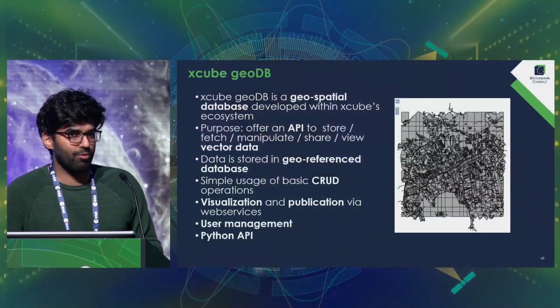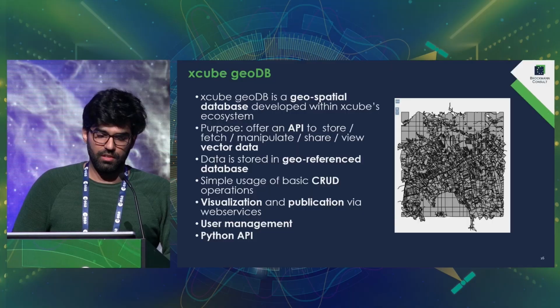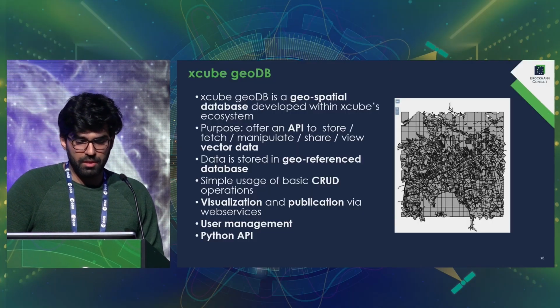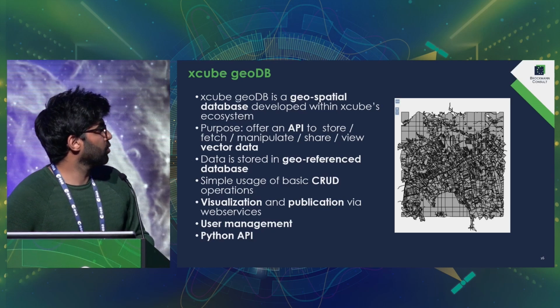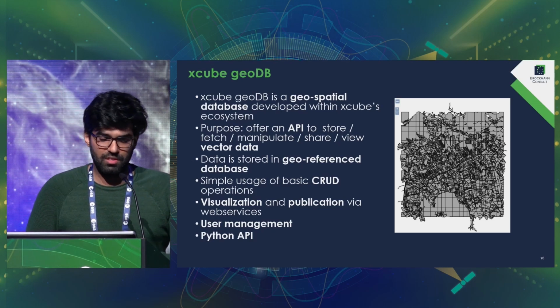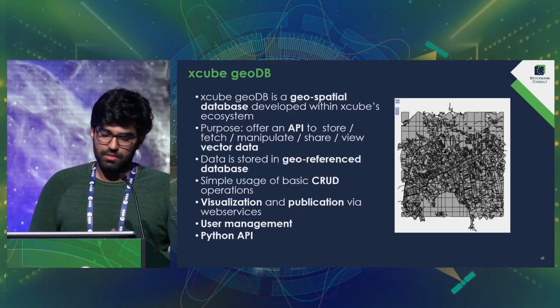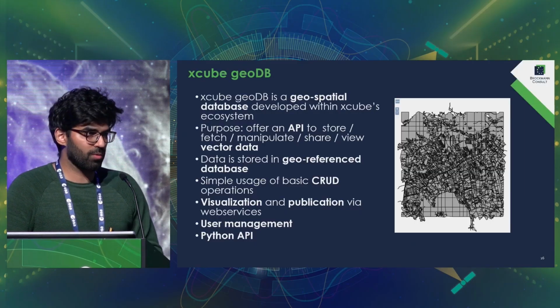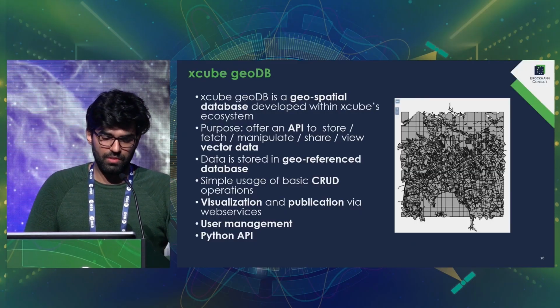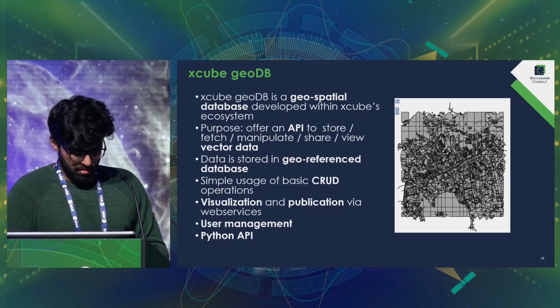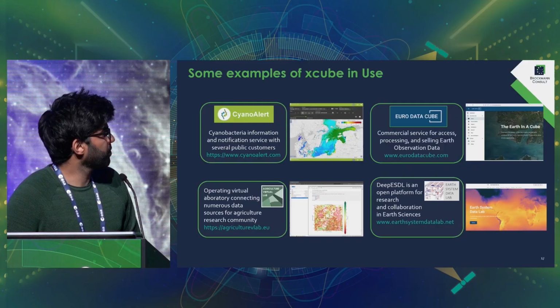Xcube also has GeoDB, which is a geospatial database specifically developed for vector data. It offers an API which allows you to store, fetch, manipulate, share, and a few other things with the vector data. It's stored in a geo-referenced database. And as I said, there's also visualization and publication possible using these web services, and we have user management in it, and we also provide a Python API.